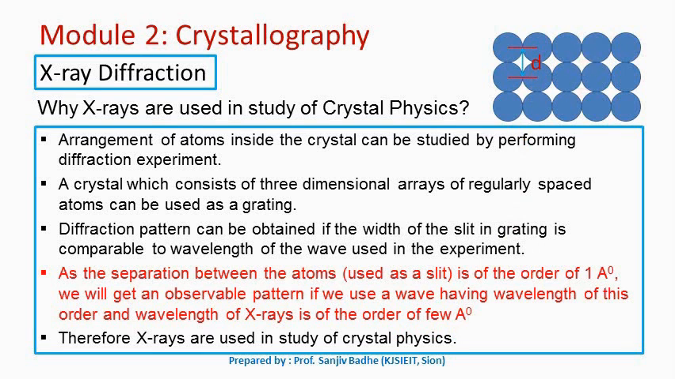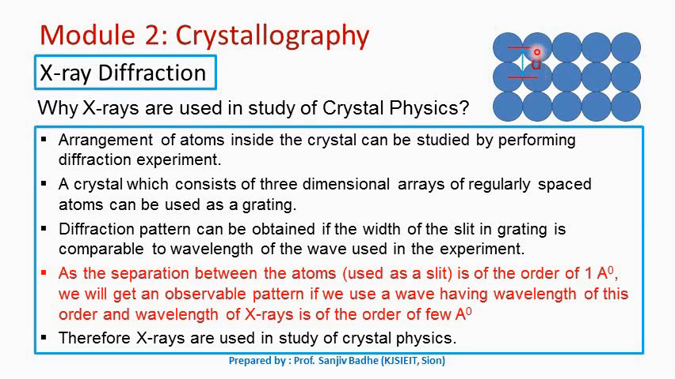Therefore we use X-rays if we want to perform the diffraction experiment when a crystal is used as a diffraction grating. But why are we performing the X-ray diffraction experiment? The results of these X-ray diffraction experiments can be analyzed to find out this d, the width of this slit, that is the distance between the centers of these atoms, the interplanar spacing. So this interplanar spacing can be found out by analyzing the diffraction pattern.